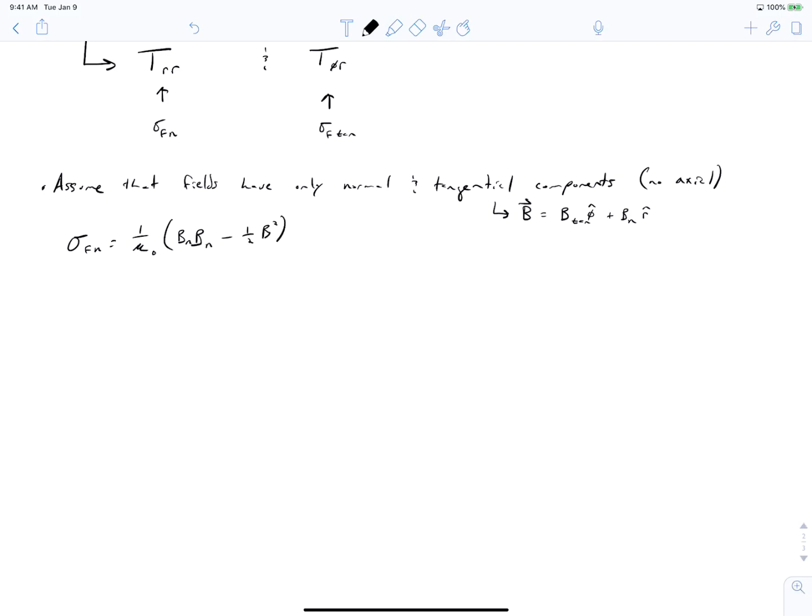And for our first expression, sigma F_n, that's the force density in the normal direction or the radial force density, we plug in i is equal to n, or i is equal to the radial direction, and j is equal to the radial direction, and we get this expression directly from our Maxwell stress tensor equation. Now we can note that B, the magnitude squared, is equal to the normal component squared plus the tangential component squared. And we finally arrive at this expression. So that is our normal stress. That's the stress acting on the surface of our rotor in the radial direction. We'll now calculate it acting in the tangential direction.